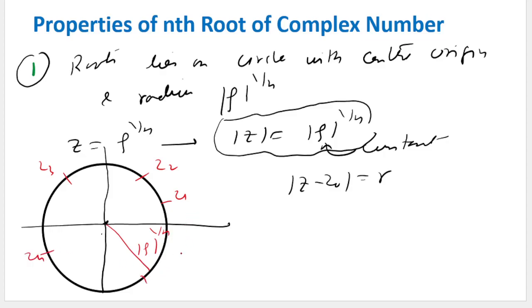N roots means n roots. K equal to 0 represents the first root, k equal to 1 represents the second root, and similarly k equal to n minus 1 represents the nth root. So there are 1, 2, 3, 4, ... n roots, and they all lie on the circumference of a circle. This is the first property, and let's talk about the second property.